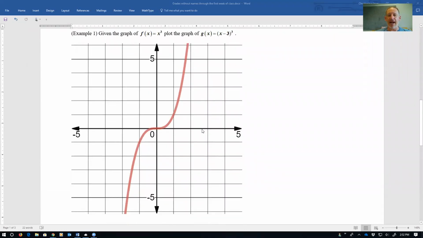So here I have the graph f of x, or y, is equal to x cubed. And I'm going to want to plot the graph with a translation. g of x is equal to (x minus 3) cubed. We should know about our basic graph. So our basic graph has these points at (1, 1), (0, 0), and (-1, -1). So what does the effect of having an x minus 3 inside change do? Take a minute to think about it.